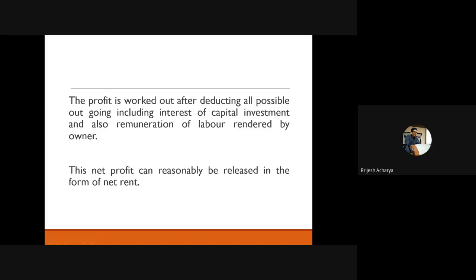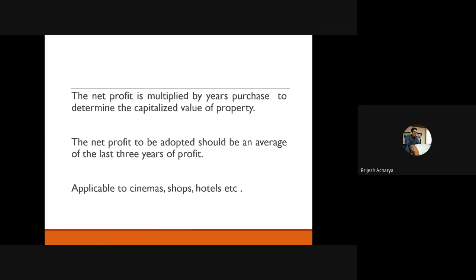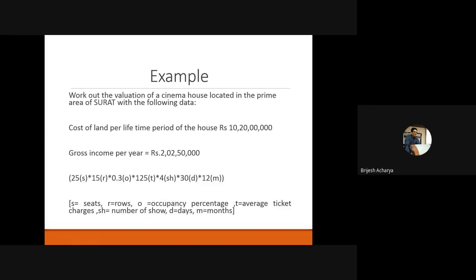The profit is worked out after deducting all possible outgoings, including interest on capital investment and also remuneration of labor rendered by the owner. This net profit can reasonably be realized in the form of net rent, and that net profit is considered as a net rent, and that net rent is multiplied by years purchase to get the capitalized value of the property. The net profit to be adopted should be an average of the last 3 years of profit, applicable to cinema houses, shops, hotels, etc. Right?